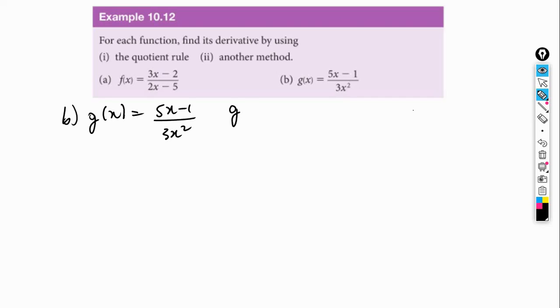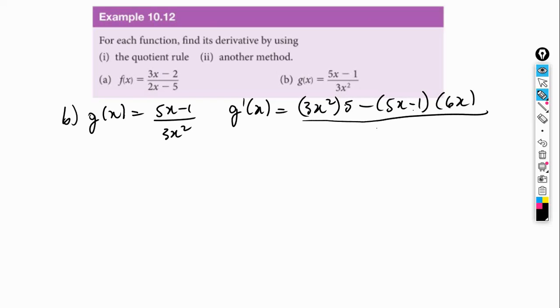So remember that the derivative of g of x is going to be low d high minus high d low. So that's going to be 3x squared times the derivative of the top, which is going to be 5, minus the numerator, 5x minus 1, times the derivative of the denominator, which is 6x. And then this over 3x squared squared.